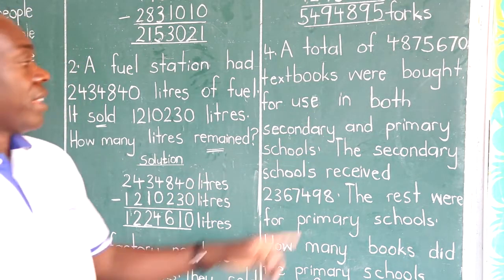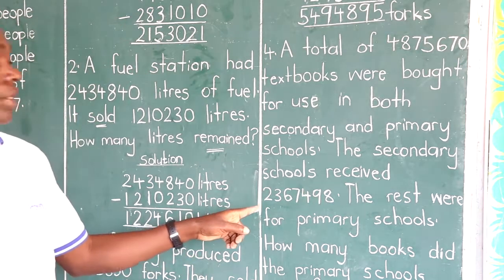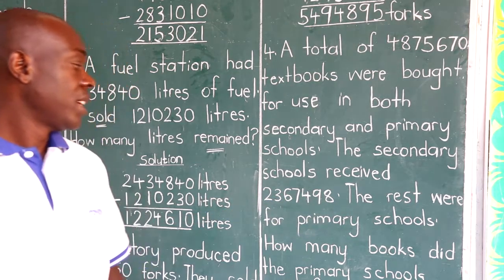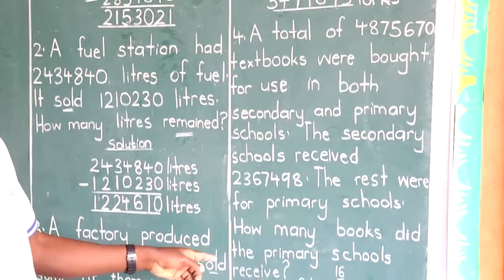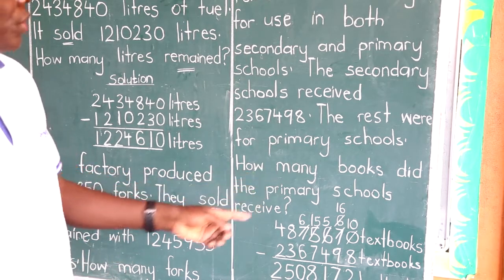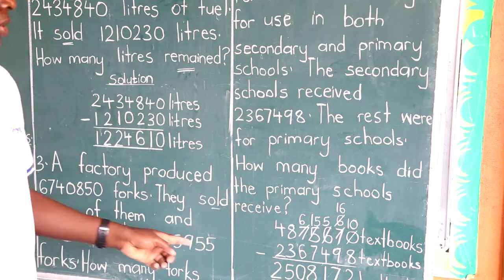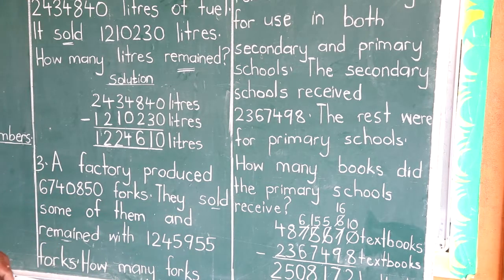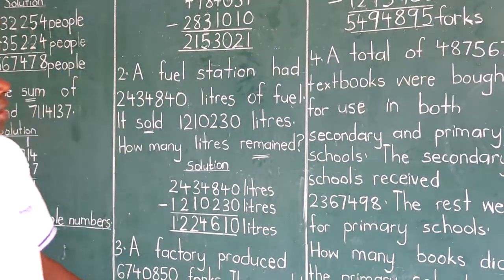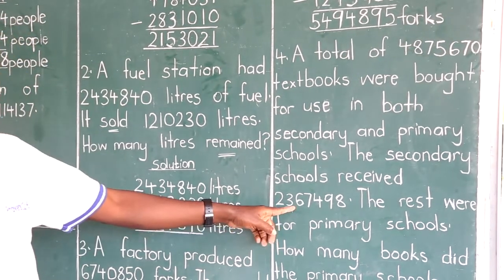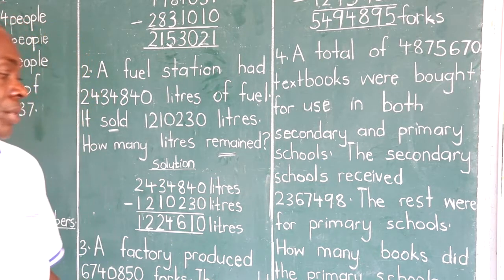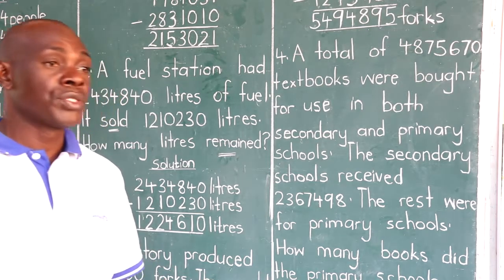Then what happened? The secondary schools received 2,367,498 textbooks, and then the rest of the textbooks were for primary schools. Good. Then the question is, how many textbooks did the primary schools receive? Now, the first combination was for both primary and secondary schools, and the next number was received by only secondary schools.